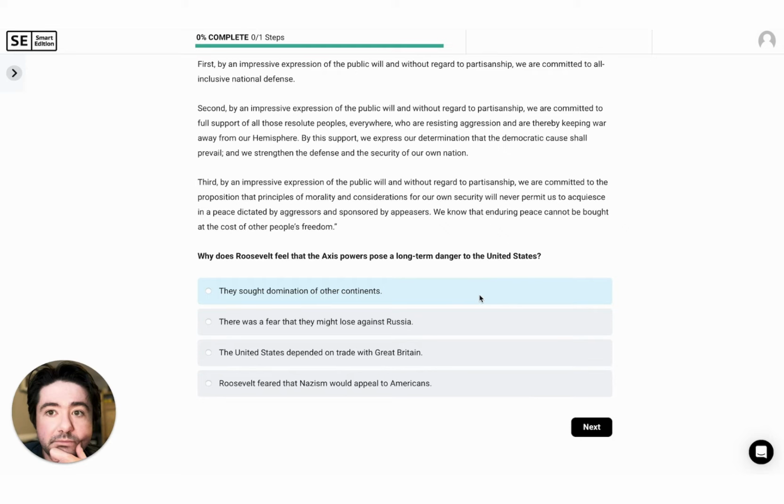They sought dominion of other continents. There was a fear they might lose against Russia. The United States depended on trade with Great Britain, or Roosevelt feared that Nazism would appeal to Americans.